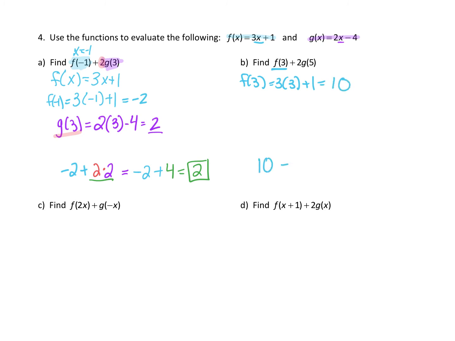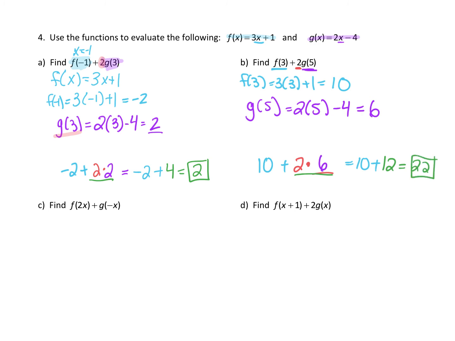So I'm going to have 10 plus, and again, I have to do 2 times g of 5. So to find g of 5, I'm going to put 5 in the x spot of g. 10 minus 4 will give me 6. So I'm going to have 10 plus 2 times 6. Well, 2 times 6 will give me 12. So I would get 22.